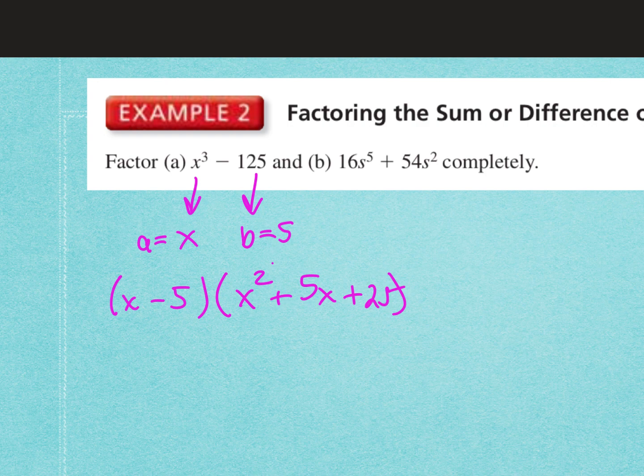Why is that last term in both of the patterns? Why is it plus? What happens when you square a number, whether it's positive or negative? It becomes positive. That's why that's always going to be a plus sign.